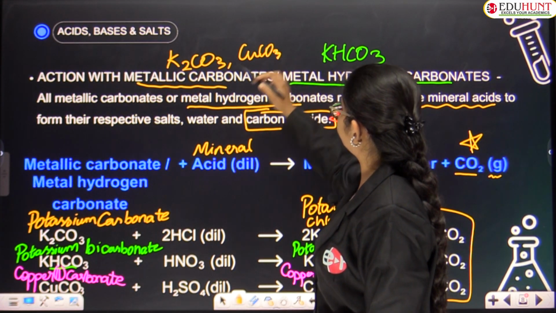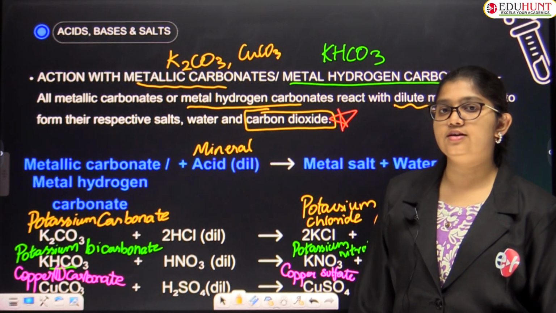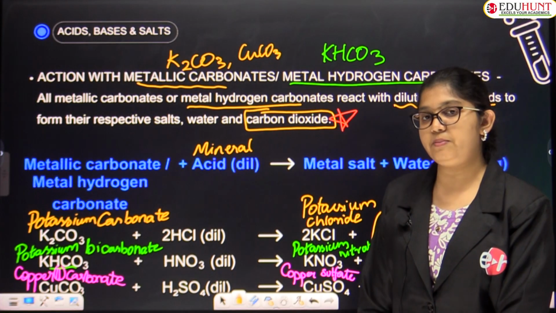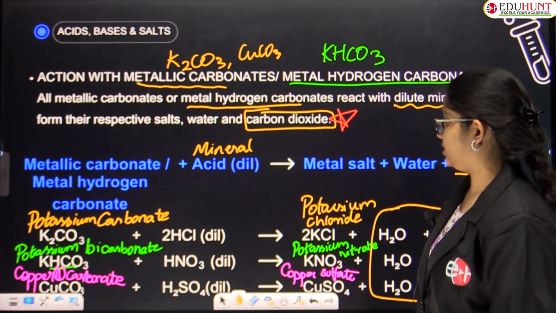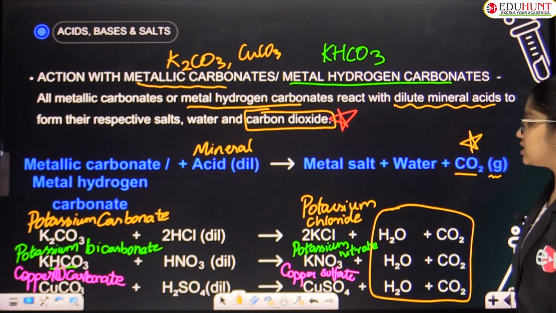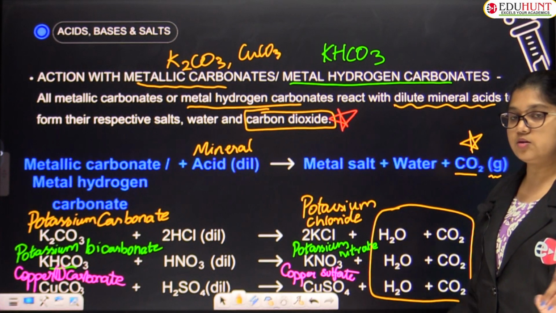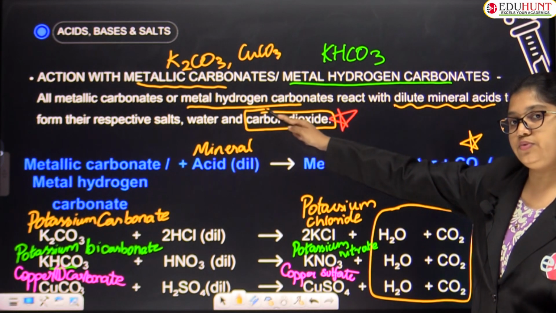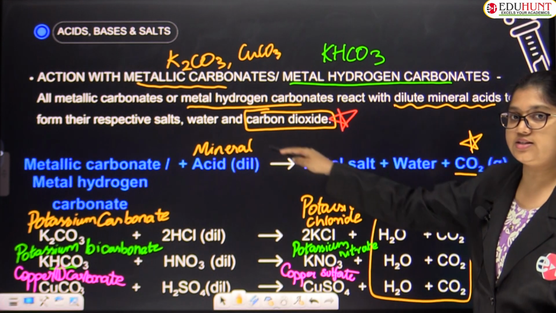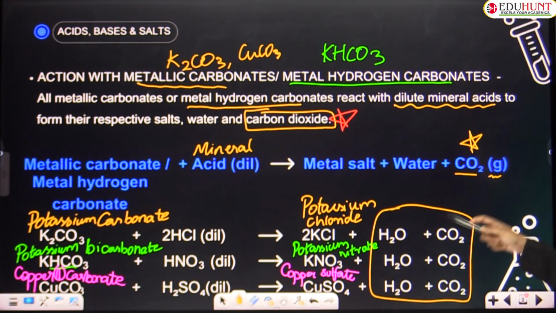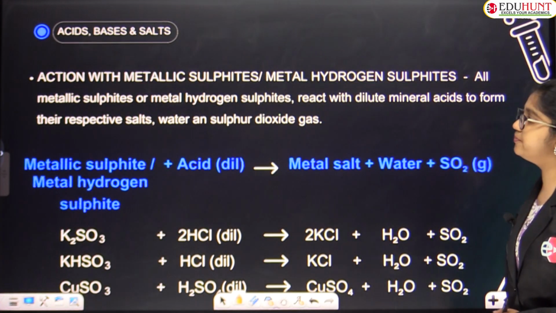This is all about the 7th general property of an acid, that is action with metallic carbonates or metal hydrogen carbonates. Shall we move to the next particular property, children? The important point you have to remember is that in the metallic carbonate section we have liberation of carbon dioxide in gaseous form. Clear. Now, next slide.